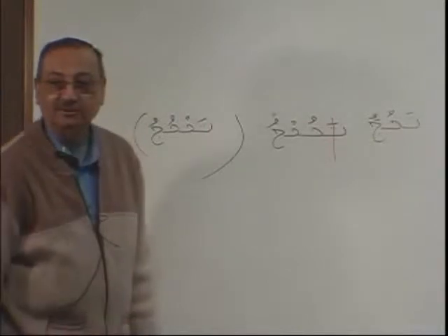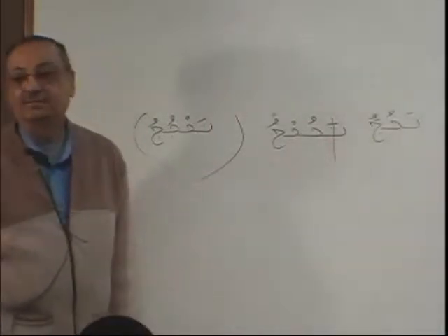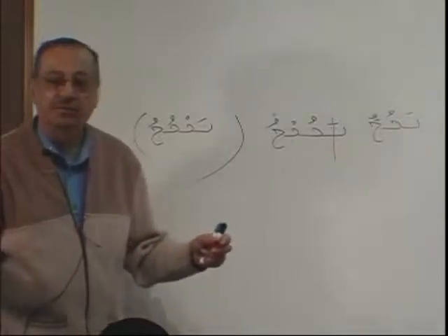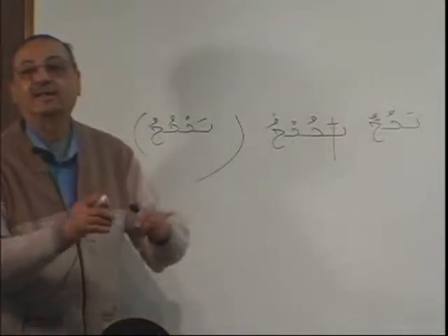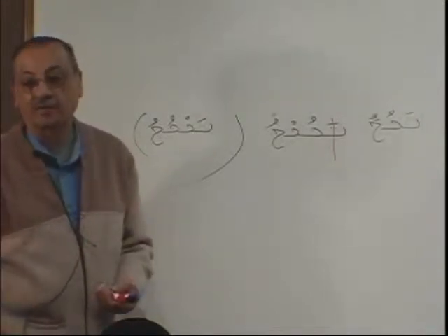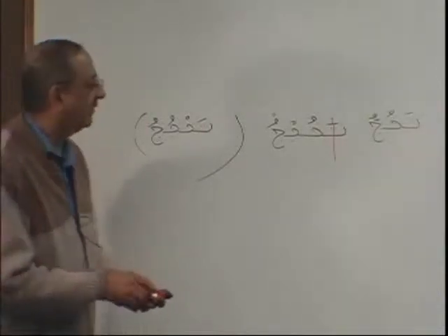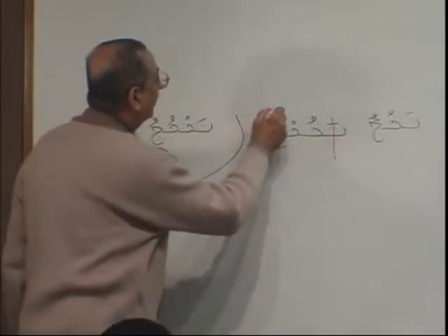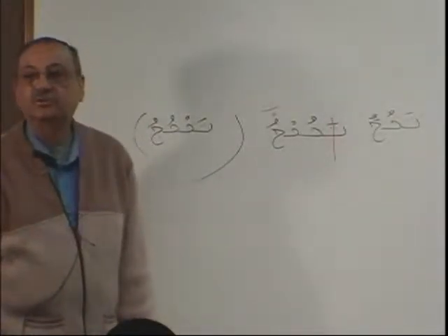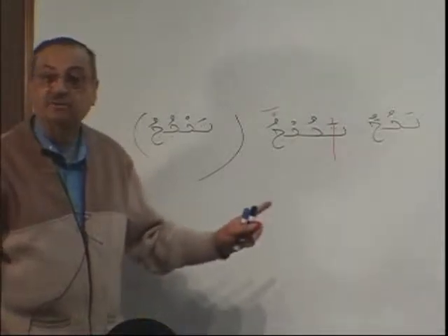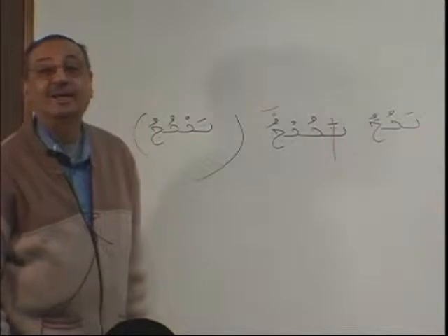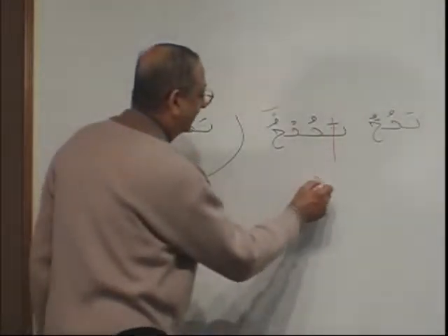But brothers and sisters, here we have two jeems. We have to do something to eliminate iltiqa as-sakinayn, because otherwise we can't pronounce it. So we give a fatha here. Sometimes, in some books, even kasra is given, but most of the time, fatha is given. Now, how do you pronounce it? Hujja.